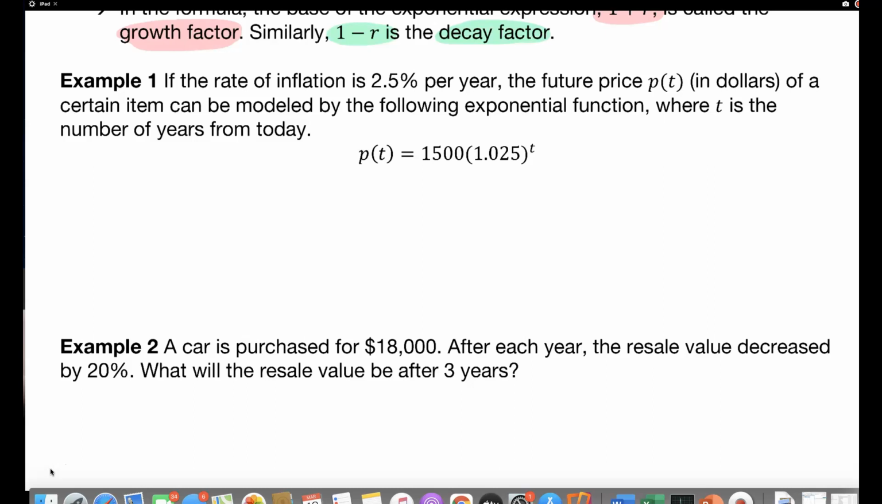The future price, what are they talking about? Not a specific item, but for example, the price of a car in 1980 is probably much cheaper. Oh, well, car is probably not a good example. How about a house here? The price of a house in Woodbridge is probably much cheaper back in 1980 compared to right now, don't you think? So the future price P of t of a certain item can be modeled by the following exponential function. Okay, so they gave us a function where t is the number of years from today.